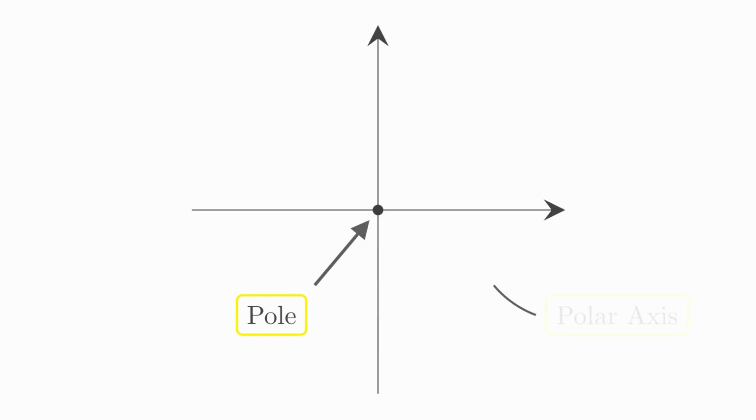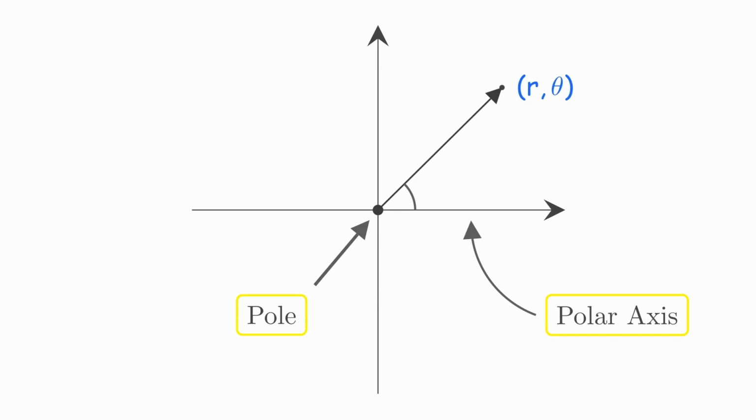As some of you might be familiar, the polar coordinate system is a different kind of two-dimensional system. The origin is called the pole, and the reference axis, which is the x-axis, is called the polar axis. Any point can be located using r and theta. r is the distance from the pole, and theta is the angle made by the line connecting the pole and the point with the polar axis.